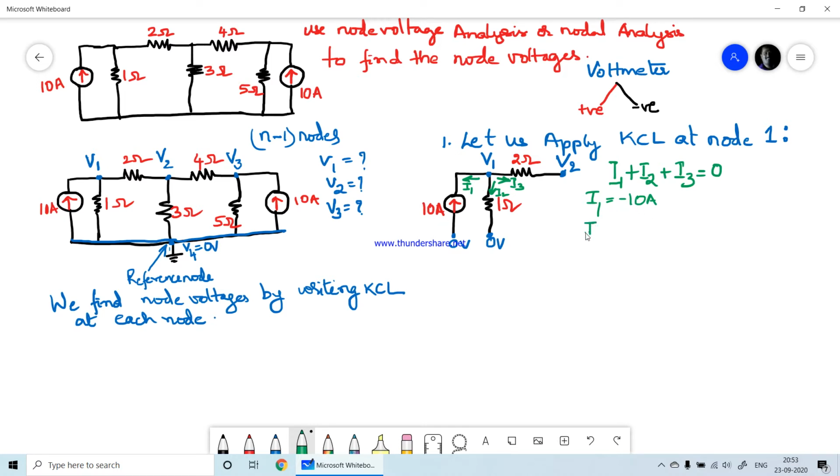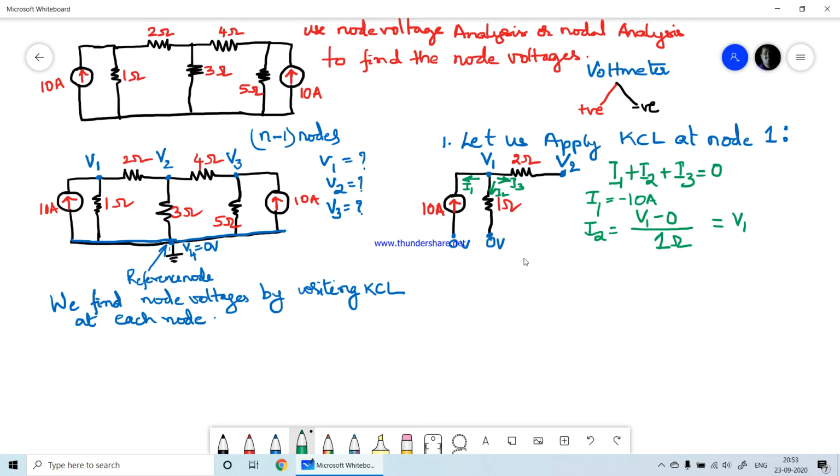Coming to I2. We all know that current equals voltage by R. So here I2 will be, R is 1 ohm, so we'll take that in the denominator, 1 ohm. Now what is in the numerator? We should see the voltage across the 1 ohm. Voltage across 1 ohm divided by 1 ohm will give you current. Now what is the voltage across 1 ohm? It is V1 minus 0, see, this is 0 volts. Therefore V1 minus 0 divided by 1. Therefore I2 will be equal to V1.